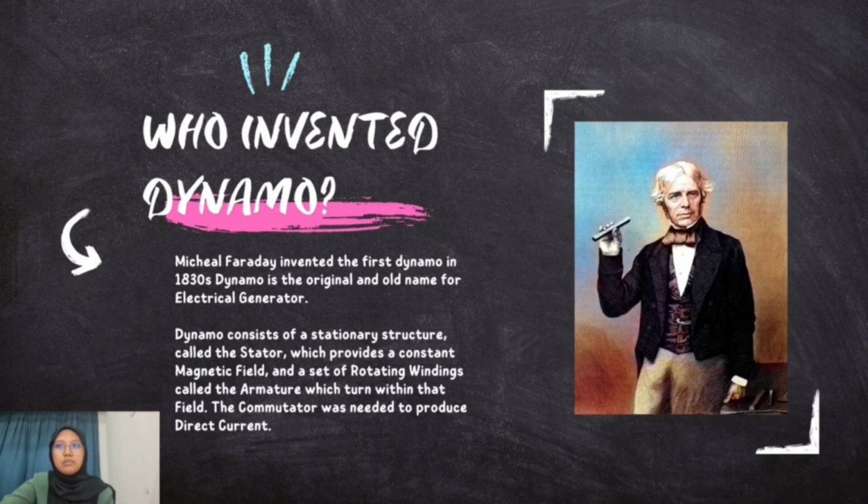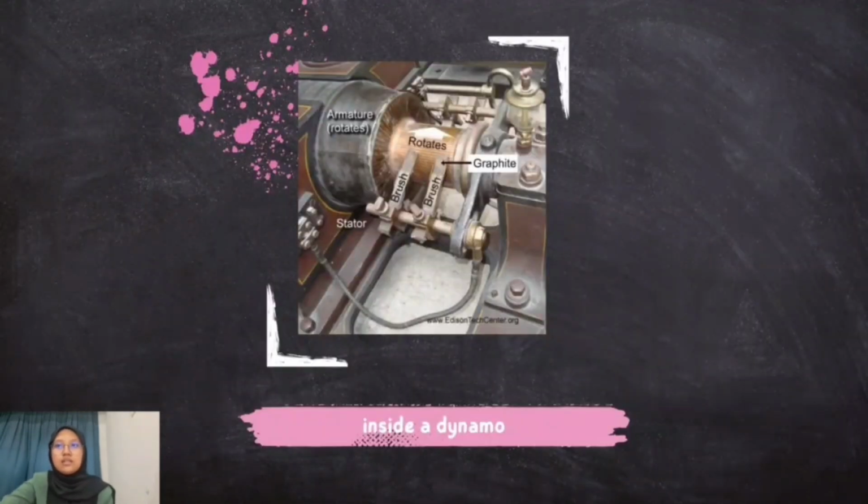Wire windings can conveniently produce any voltage desired by changing the number of turns, so they have been a feature of all subsequent generator designs, requiring the invention of the commutator to produce direct current. In this slide, you can see inside a generator, which consists of a stationary structure called a stator, which provides a constant magnetic field, and a set of rotating windings called the armature, which turns within that field.